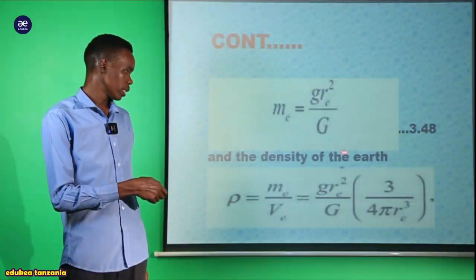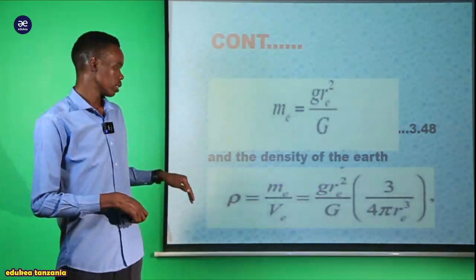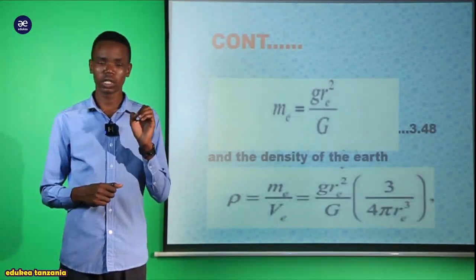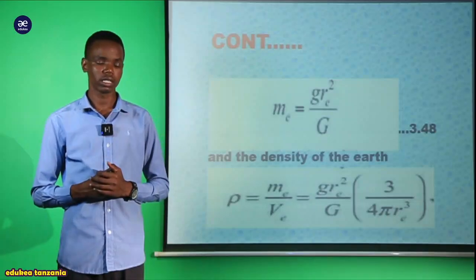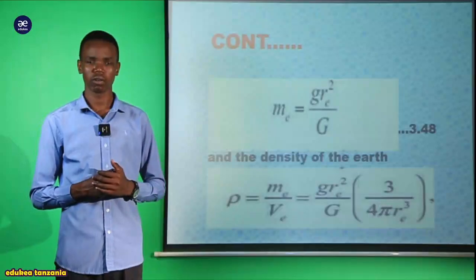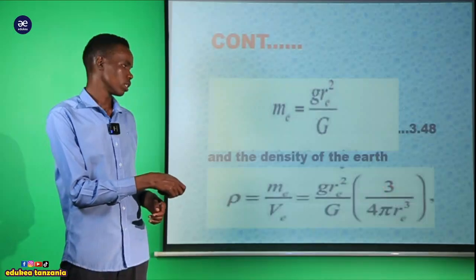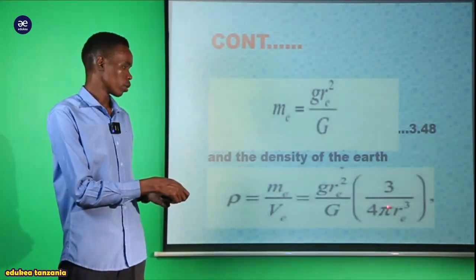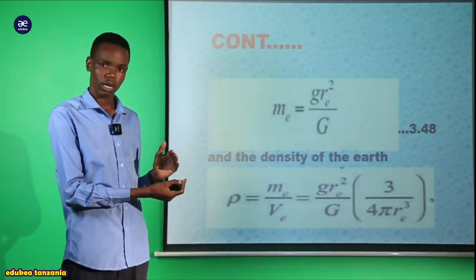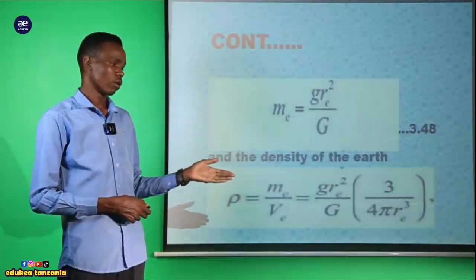So if we substitute here, we should obtain that the density of the Earth must be equal to g Re squared, the acceleration due to gravity times the radius of the Earth, then we divide it by the universal gravitational constant G. We multiply by 3 over 4 pi r cube. This is the formula for the volume, because the 3 was at the bottom here. Now if it was below, we are supposed to take it and put it above, as we can see there.